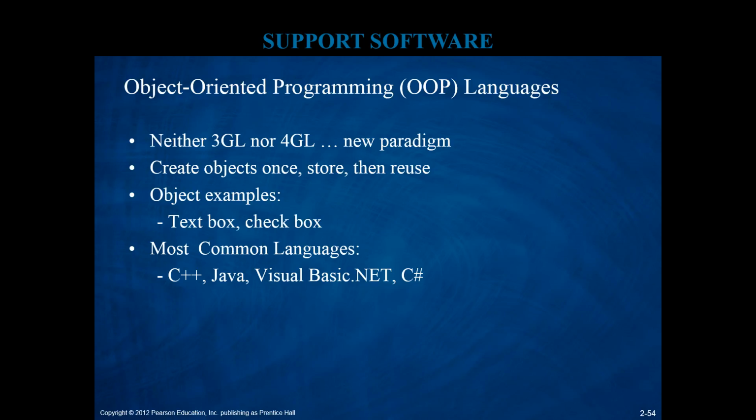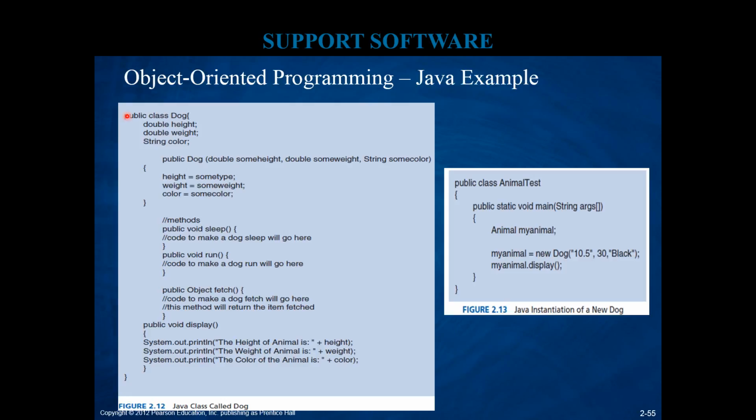So at the center of this paradigm are the so-called objects. In other words, you can create objects, such as text boxes, check boxes, or some computational objects. And here you see an example of an object in Java code. And then those objects can be reused or instantiated once you need a similar functionality. So here you have a class called dog, and then you customize this particular object for your own needs.